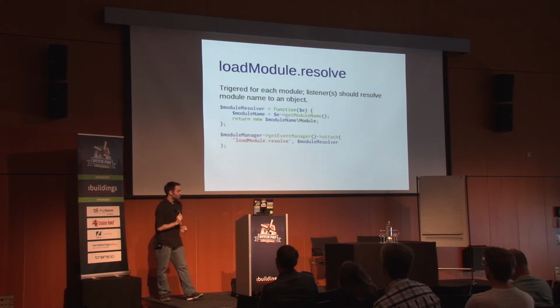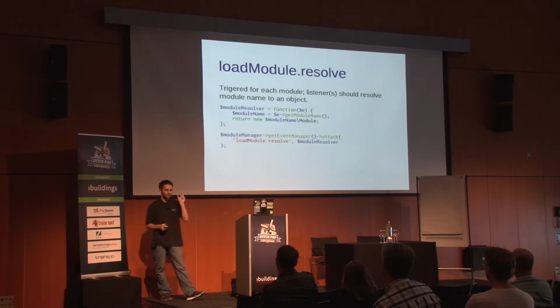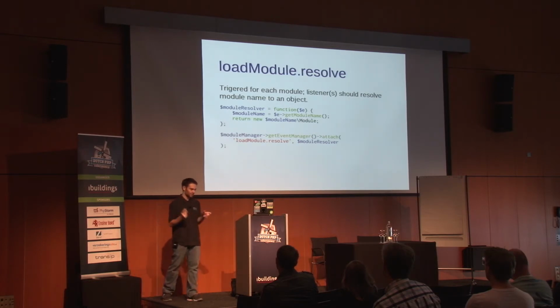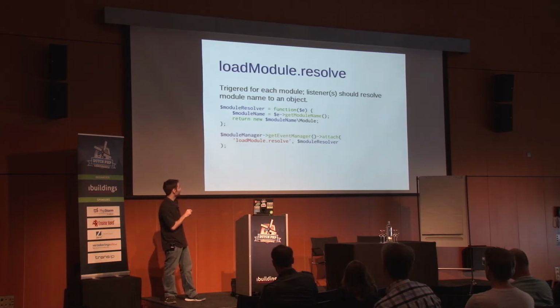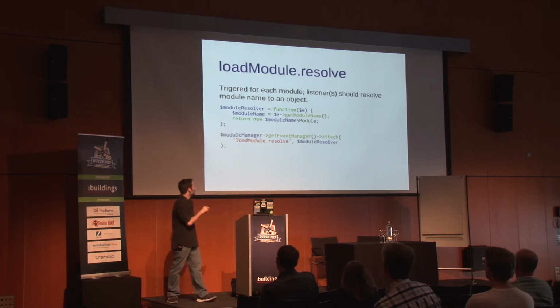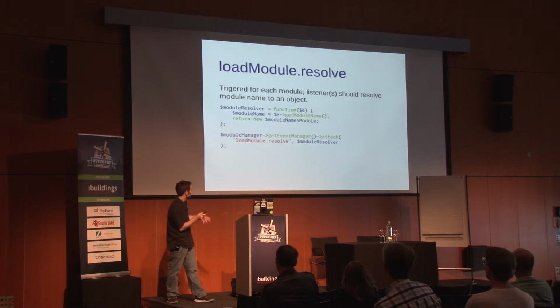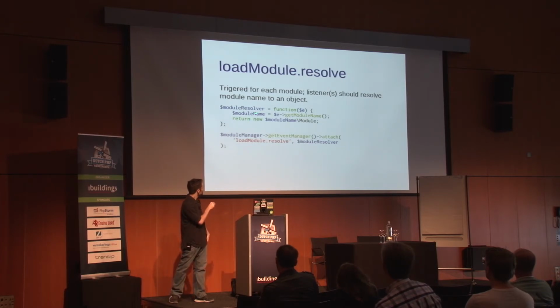Then we have the load module.resolve event. This is what takes the string that is your module name and turns it into an object, an instance of it. And it's really, really simple. This is basically taken out of the framework, so you can see what it's doing internally. It has a method that pulls the module name out of the event, that's the string that was in that array, and just returns a new instance of module name / module.